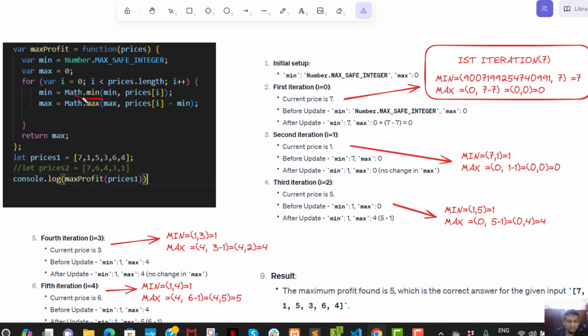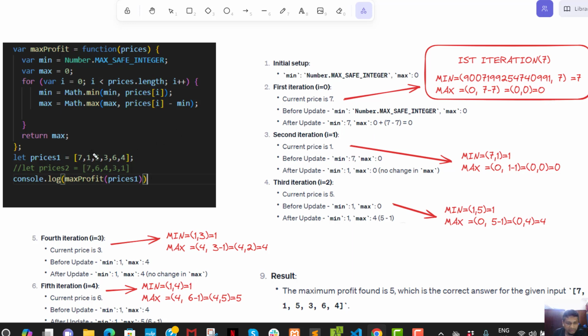It is doing Math.min, which will find the minimum number. So minimum will be 7, and it will update min to 7. And what is max? Initially max is 0, so I am writing 0 over here. And then current price minus minimum: current price is 7 minus min 7, so it's 0. Among 0 and 0, it is becoming 0.